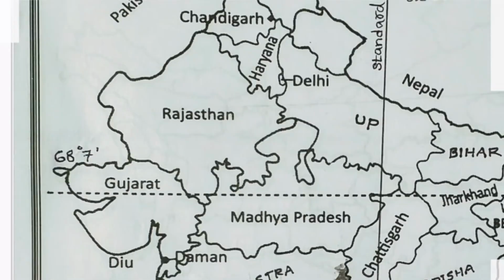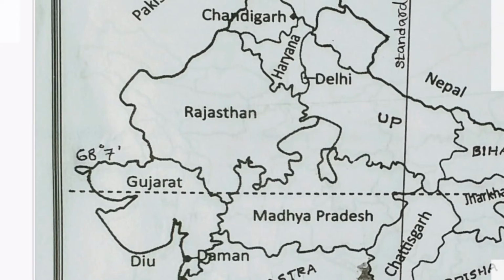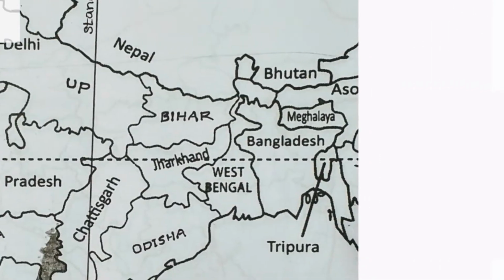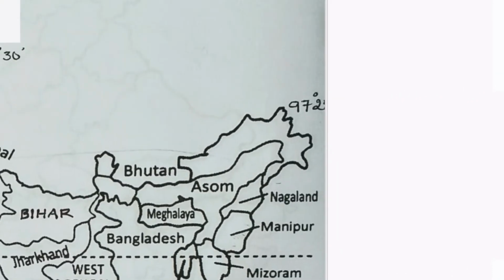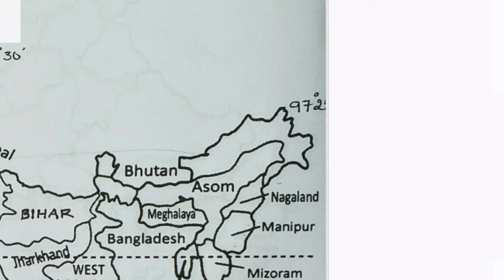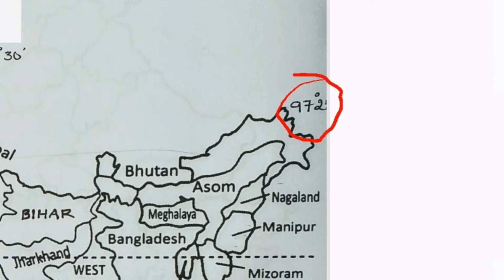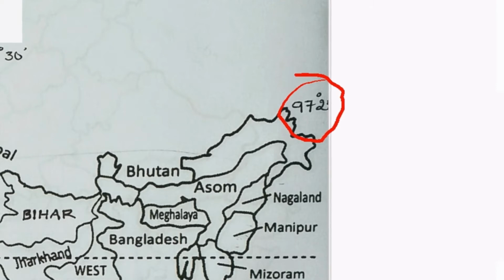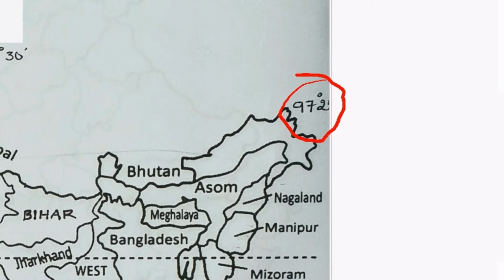And 68 degrees 7 minutes to 97 degrees 25 minutes in eastern longitude. That means our India lies from 8 degrees 4 minutes to 37 degrees 6 minutes in northern latitude, as well as 68 degrees 7 minutes to 97 degrees 25 minutes in eastern longitude. So you have to remember this.